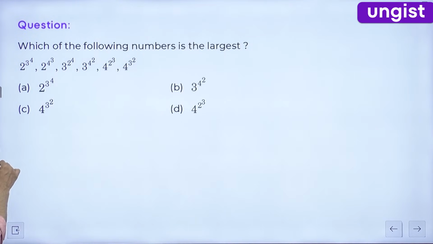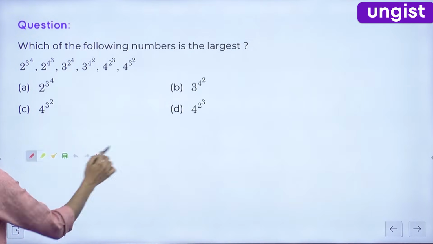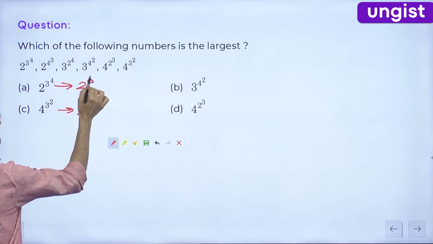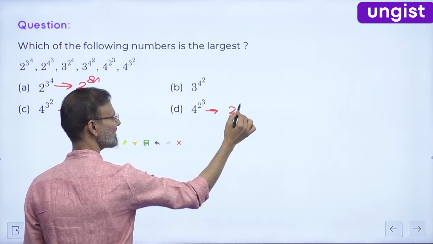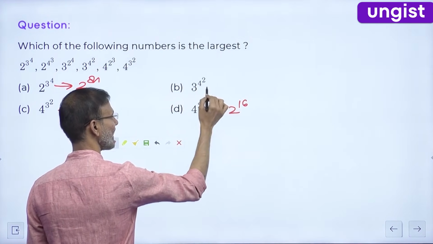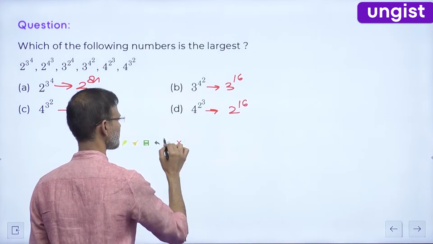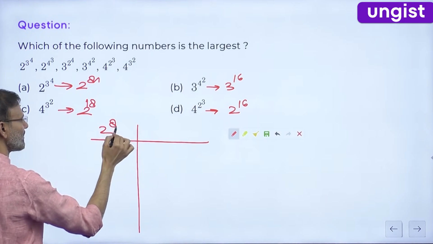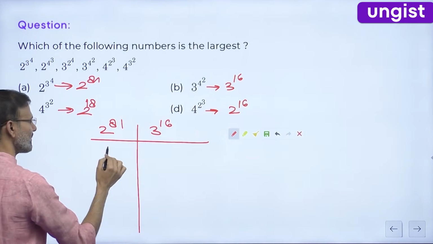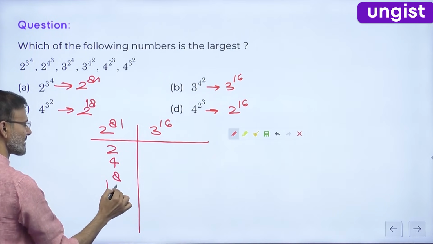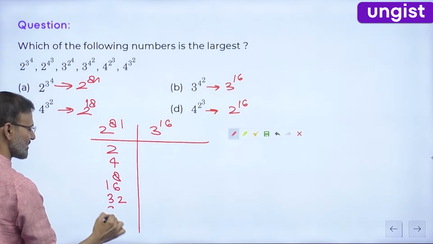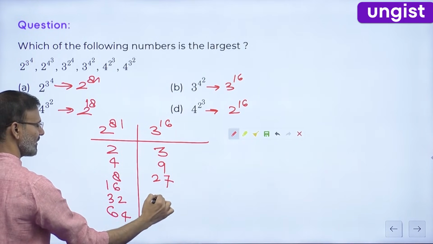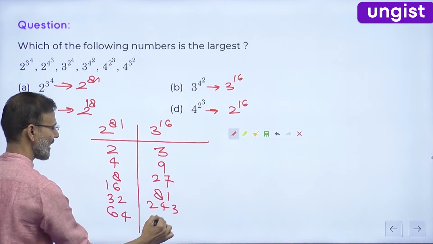अरे यार ठीक है, मैं फिर से लिख देता हूँ. ये क्या लिखा हुआ था? 2 raised to the power 18. This is 2 to the power 81. This is 2 to the power what? 16. And this is 3 to the power 16. ठीक है? Okay. So friends, again the same comparison. 2 raised to the power 81 and 3 to the power 16. So this is 2, 4, 8, 16, 32 and 64. This is 3, 9, 27, 81, 243 and 729.